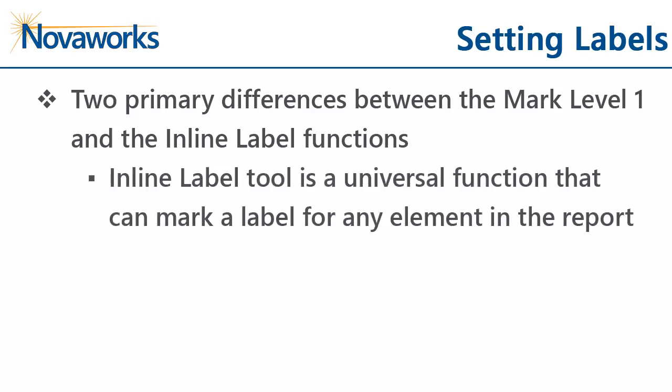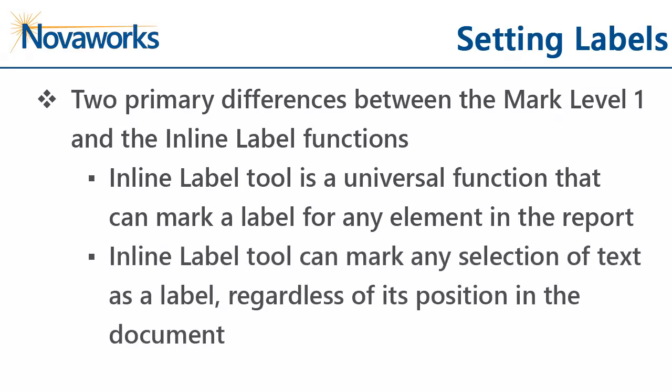There are two differences between using the Mark Level 1 tool and the Inline Label Tool. First, the latter is a universal function that we can use to mark the label for any element in the report. Secondly, the Inline Label Tool also allows us to mark any selection of text as a label for a Level 1 fact, regardless of that text position in the document. The Mark Level 1 tool is only going to mark the selection that is inside the Level 1 engram. I'll show the difference between these two functions more closely when I demonstrate how to use them.